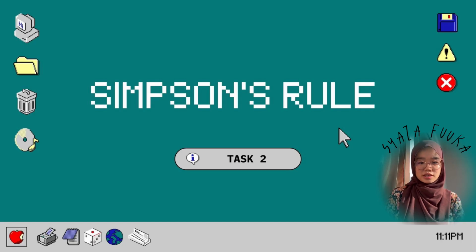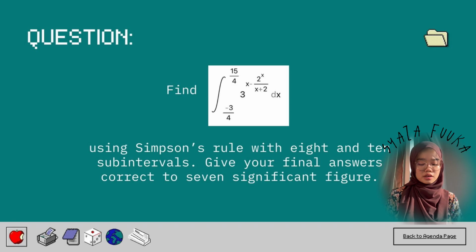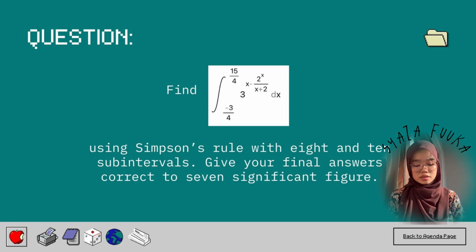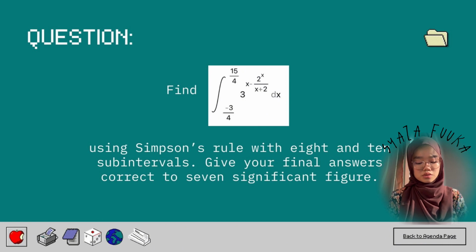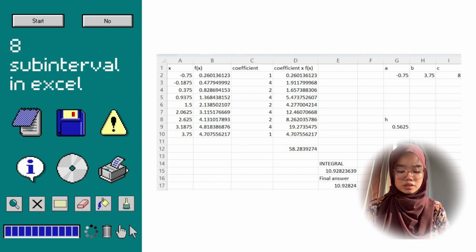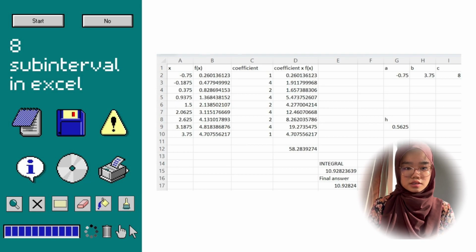Moving on to our task 2, we were required to find the integral for the equation 3 power of x minus 2 power of x over x plus 2 from -3/4 to 15/4. We are required to use 8 and 10 subintervals and to give our final answers in 7 significant figures. Let's start off with our 8 intervals. We use Excel to find our final answers.